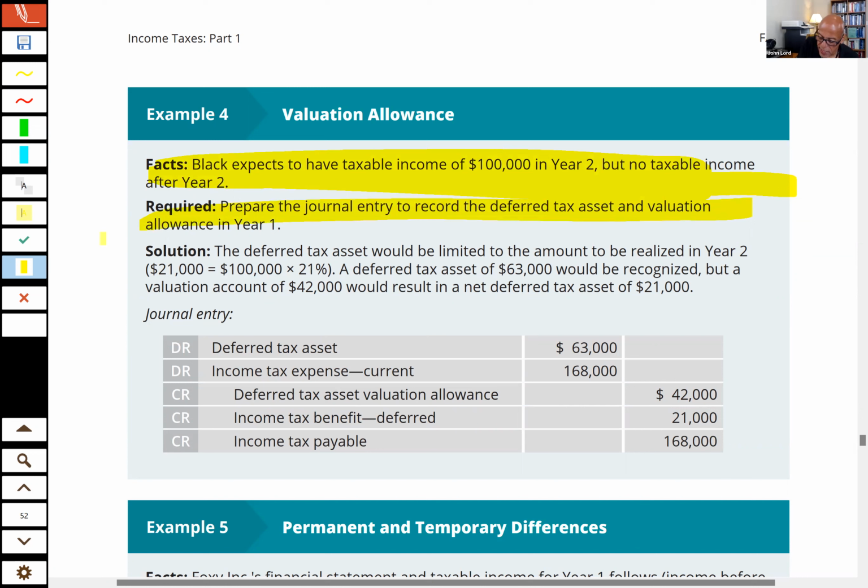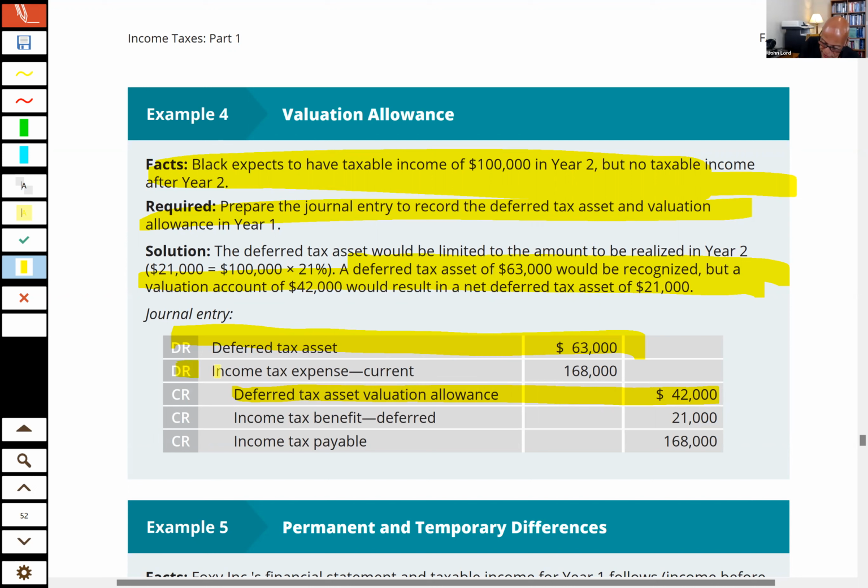We may not have taxable income in years 3 and year 4. Well, if that's the case, then we're never going to really get to take that deferred tax asset for years 3 and year 4. It's 21,000 per year. So that's 42,000 that we have to set up a valuation allowance for, because we will not necessarily be able to take that. So they would still go ahead, guys, and take the full 63,000 deferred tax asset, but now they set up a valuation allowance of 42,000. That's a contra to the asset. So now the asset is just showing net the 21 that we think we'll actually get to realize in year 2.